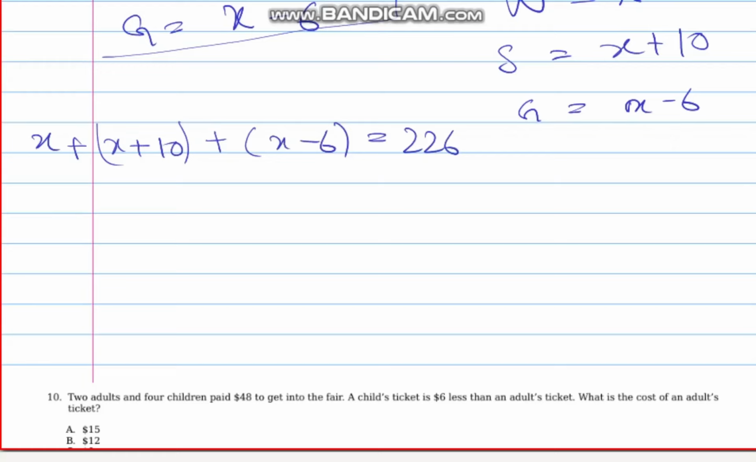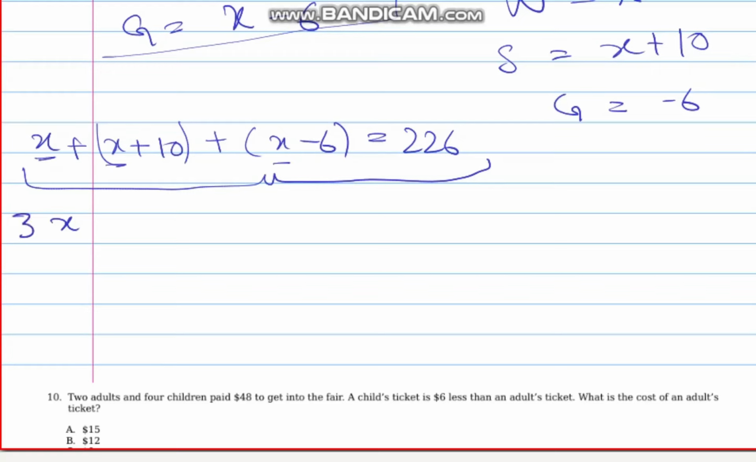Now what is this basically? This is the algebraic expression, and now we can easily solve this equation. We learned how to solve the equation in our previous classes. This is a very easy task. Here is X, X, X, so add the variables with the same coefficients. I will get 3x, and plus 10 minus 6 is equal to 226.